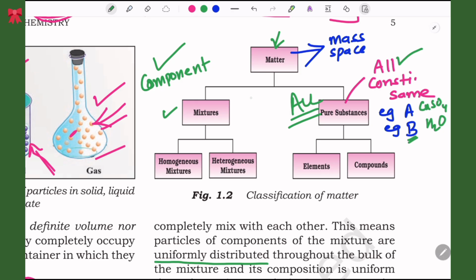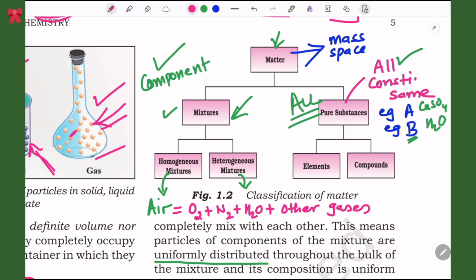So now further mixtures can be divided into two types: homogeneous and heterogeneous mixtures. So in homogeneous mixtures, there will be a uniform distribution, whereas in heterogeneous mixture there will be non-uniform distribution. Like for example, we'll take the example of air. So air is a homogeneous mixture of various components like oxygen and nitrogen, plus water vapor, plus other gases. So this is going to be a uniform composition. That means whichever sample of air you take, it will have the same composition of all the components.